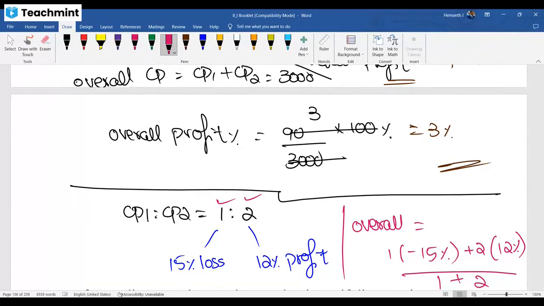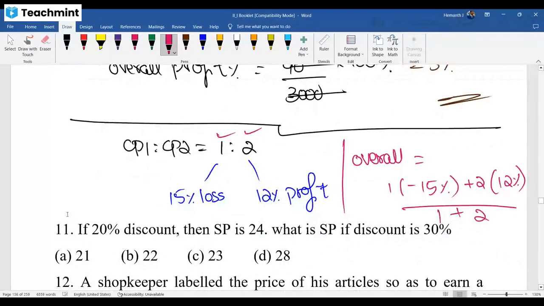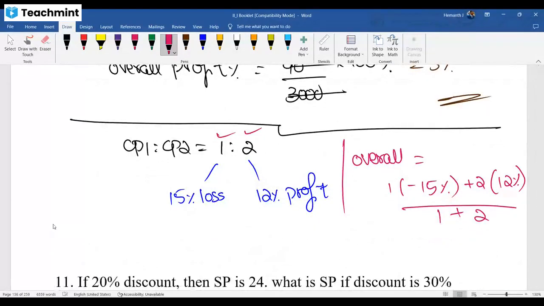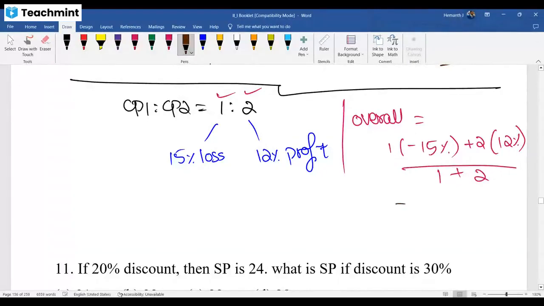Okay, now what is the numerator here? Minus 15 plus 24 plus 9, divided by 3, is plus 3%. Plus means profit. In how much percentage? 3%. That's simple. We don't want to go for some formulas and all. Okay, I gave you the original procedure of how to do it. You have an alternate procedure also: calculating SP1, SP2. Then SP1 plus SP2 will give the overall SP. CP1, CP2 will give the overall CP. You can do it like that also, no problem.